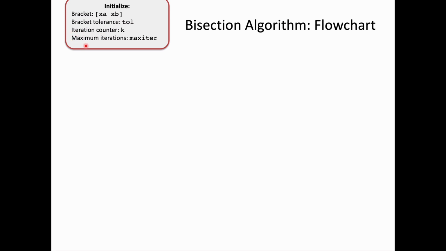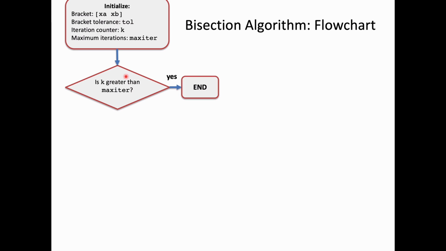And then once we set this maximum number of iterations to some integer value, we can compare k against this limit, max iterations, and see if we need to terminate or just keep going until we've satisfied this tolerance. Okay, once we've done this initialization, we check first, is k, the iteration number, greater than the limit, the maximum number of iterations? If it is, we're done.